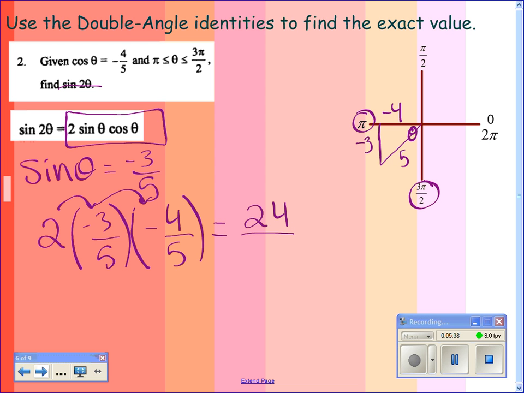Okay, then straight across on the bottom, we'd have a 1 on the bottom. 1 times 5 is positive 25. So our answer is positive 24 over 25.